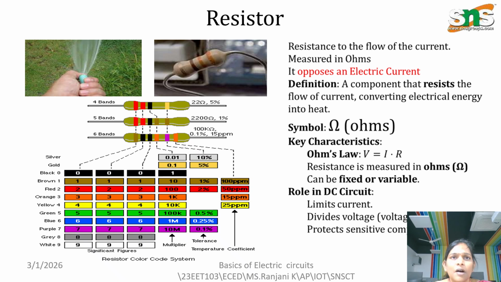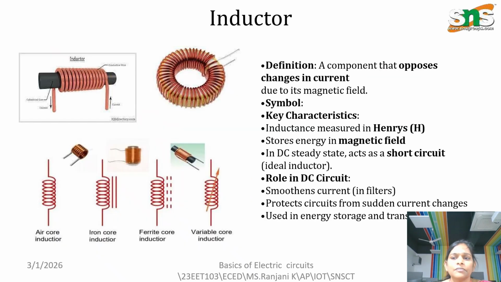Next, let us see what an inductor is. An inductor is a component that opposes changes in current by producing a magnetic field, and its unit is Henry, H. The key characteristics are that it stores energy in a magnetic field and opposes sudden changes in current. In DC steady state, an ideal inductor behaves like a short circuit.